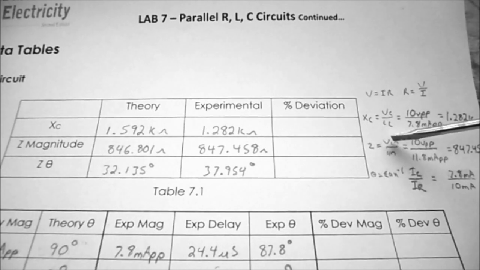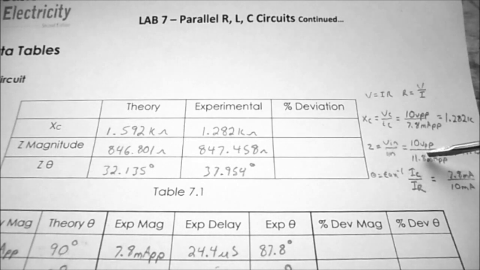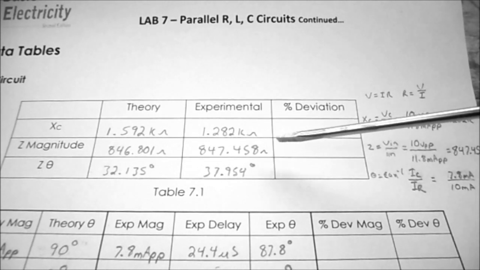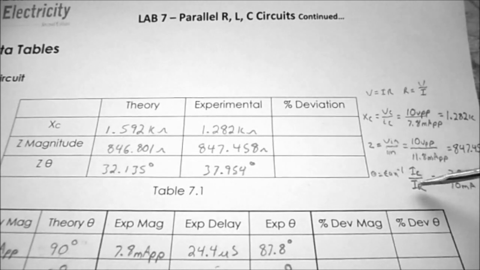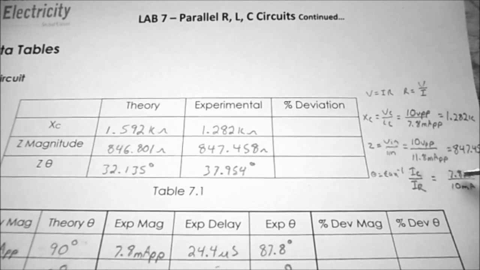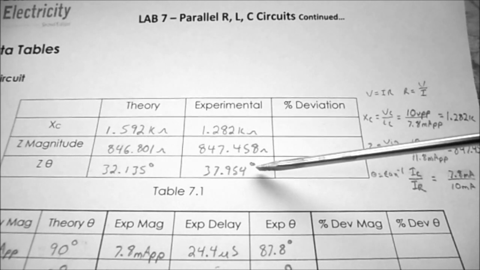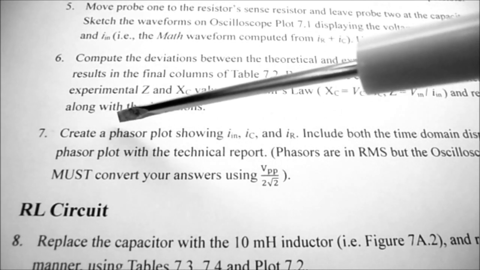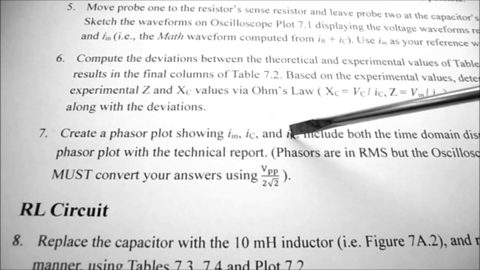My Z equals VN over IN, which is 10 volts peak to peak divided by 11.8 milliamps peak to peak, which worked out to 847.458 ohms. And theta is equal to arctan of IC over IR, so that's the 7.8 milliamps divided by the 10 milliamps, and that worked out to 37.954 degrees. So in step 7, we're going to create a phasor plot showing IN, IC, and IR.